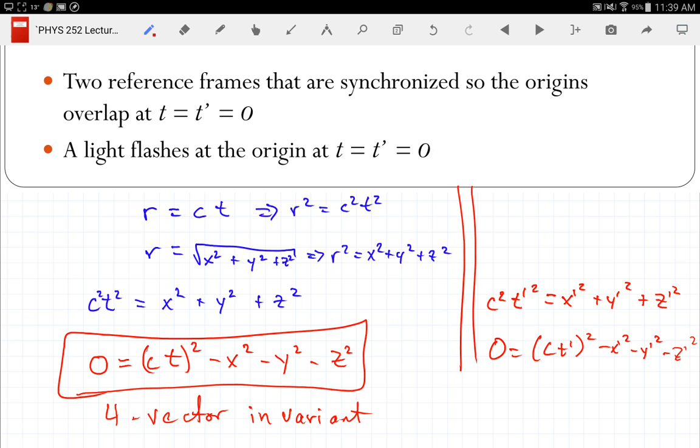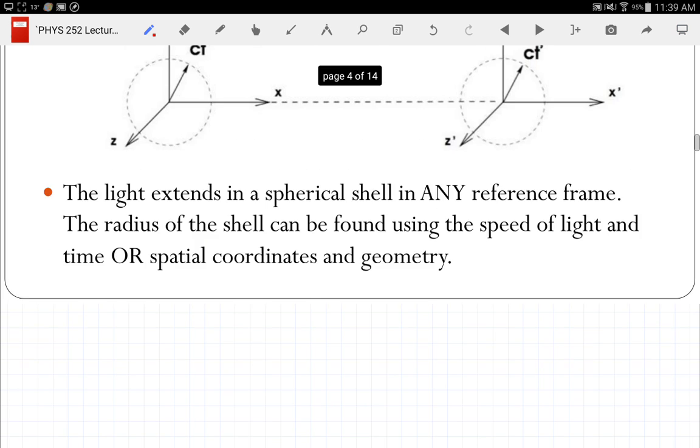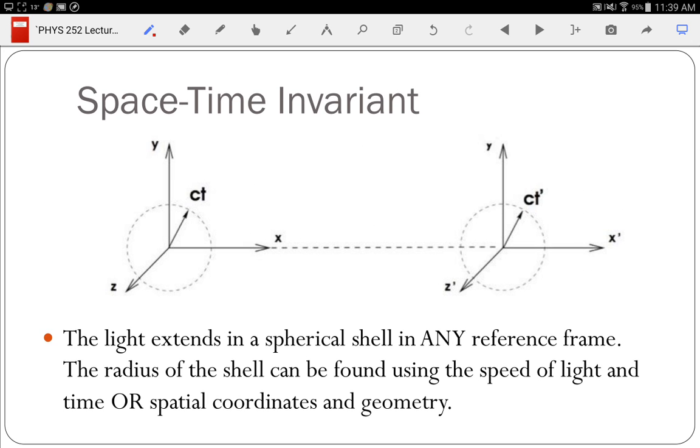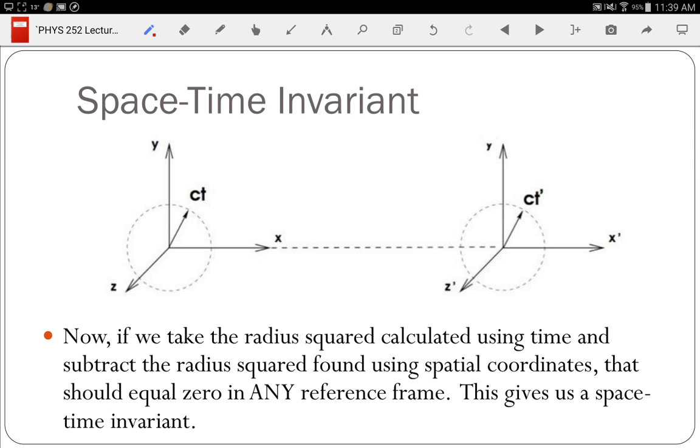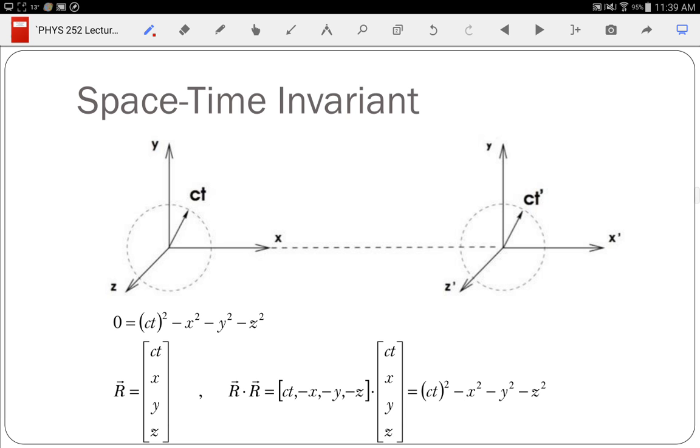The work that we're going to derive from here on out is the same for anything that you can define a four-vector invariant for. It does not have to be 0 on the left-hand side. For instance, for the energy-momentum four-vector, it's not 0 on the left-hand side, but it's invariant. There's a quantity that's going to be the same in all reference frames. The next three slides go through what I've just done: we could do it in time or in space to calculate the radius, and then it equals 0 for the invariant. So here is our invariant.